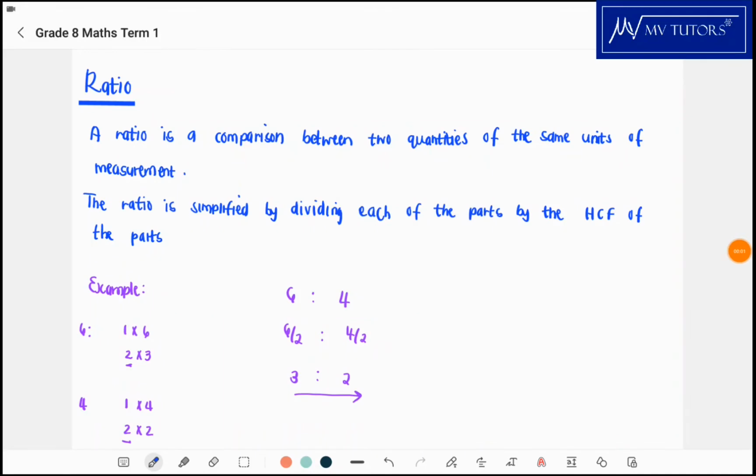Now we're going to talk about ratios. Okay, so what is a ratio? A ratio is a comparison between two quantities of the same units of measurement. The ratio is simplified by dividing each of the parts by the highest common factor of the parts.